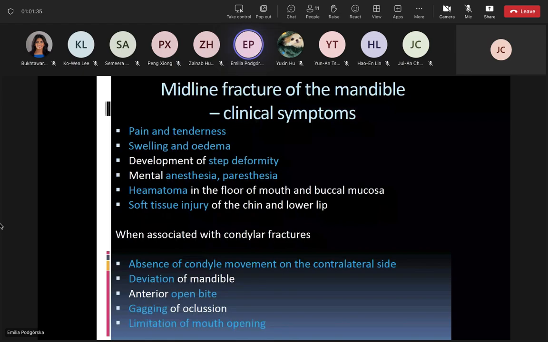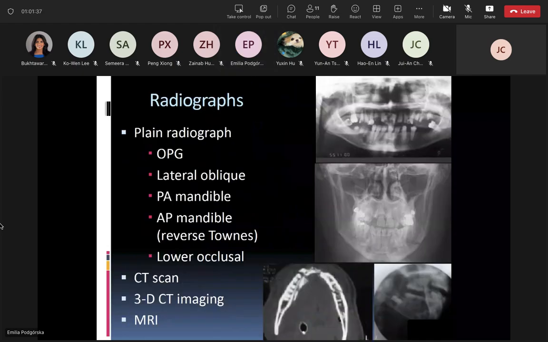Imaging: plain radiograph, OPG, lateral oblique, PA mandible, occlusal views, CT scan, 3D imaging, and MRI.